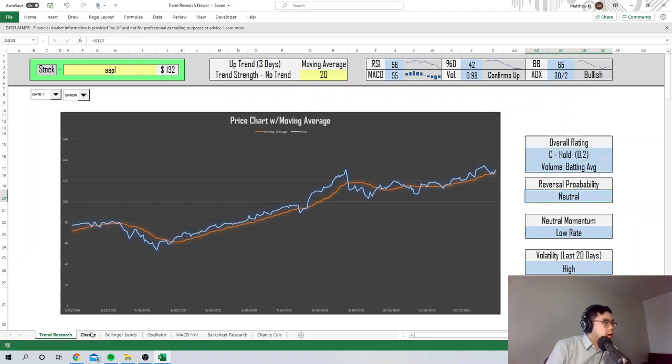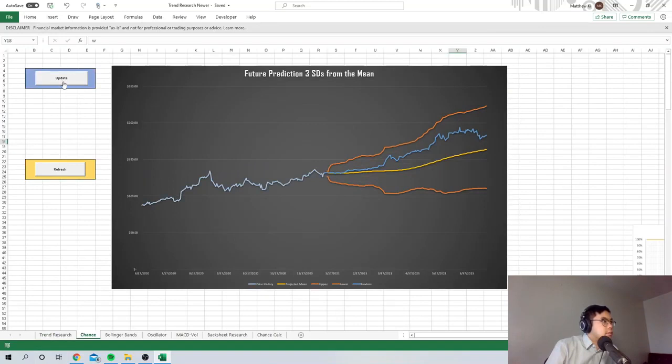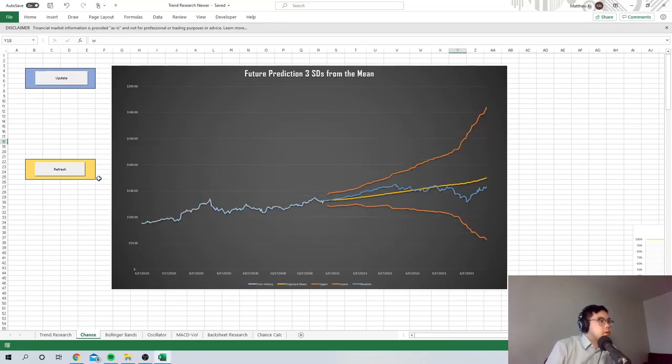All right. So now I have a chance tab. You have to hit update for it to work. This is just giving you an idea in the future where it could be. Wait, was it Apple? Yeah, it's Apple. So this is today, right here. And these are the bands, the standard deviation, what it could be in the future.